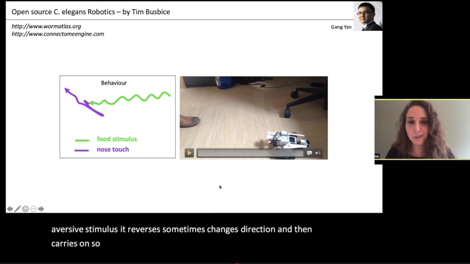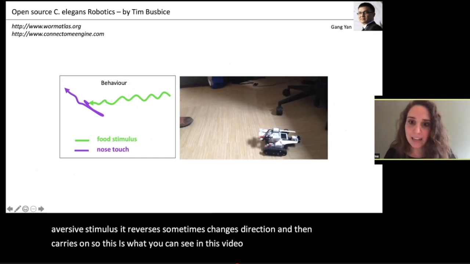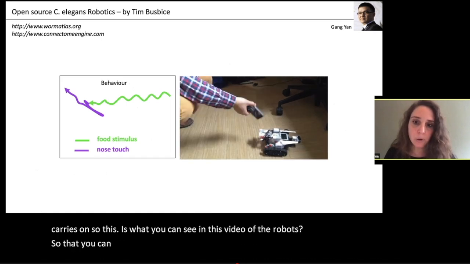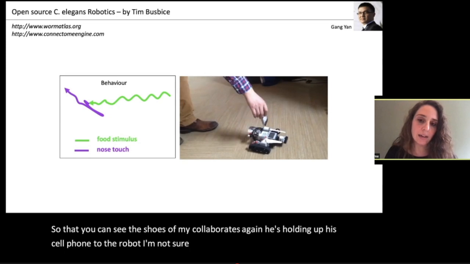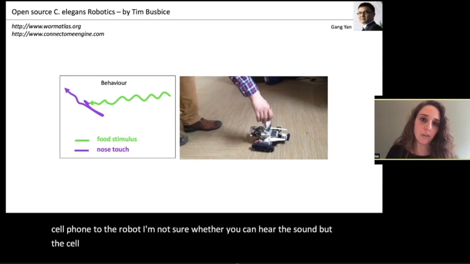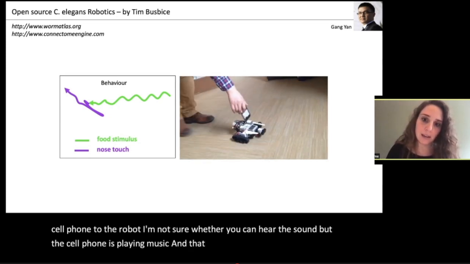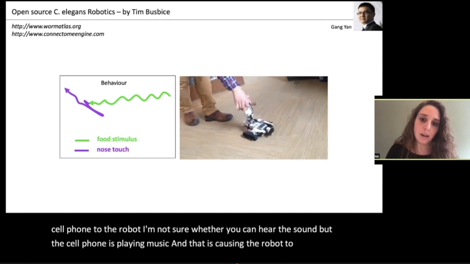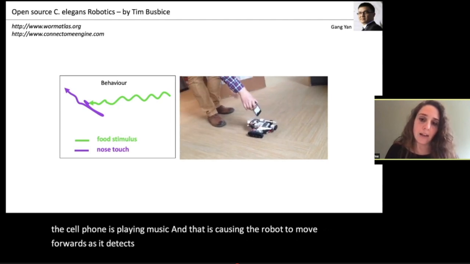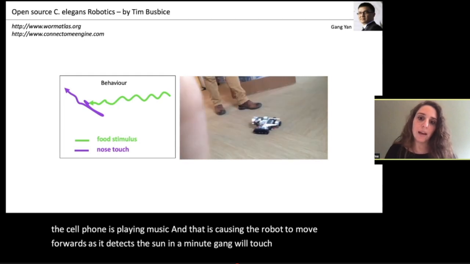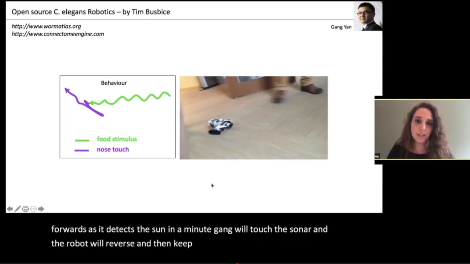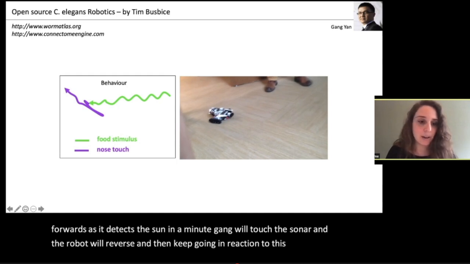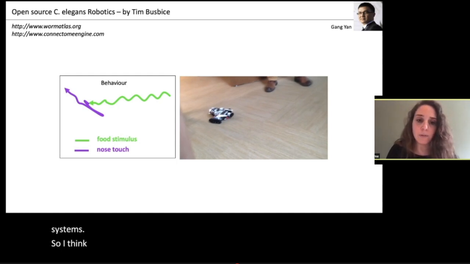So you can see the shoes of my collaborator Gang. He's holding up his cell phone to the robot. I'm not sure whether you can hear the sound, but the cell phone is playing music, and that is causing the robot to move forwards as it detects the sound. In a minute, Gang will touch the sonar, and the robot will reverse and then keep going in reaction to this aversive stimulus. So I think that's quite amazing to watch, but of course there are a number of caveats.